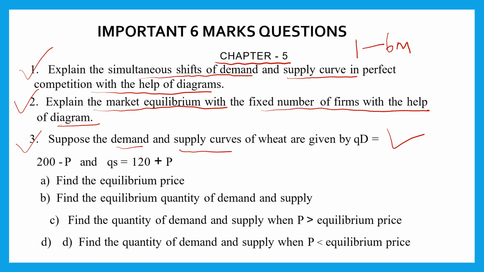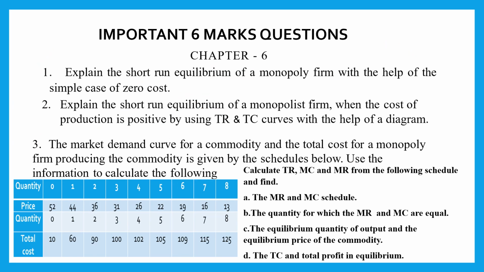Or, the demand and supply curve of wheat are given, that is QD equals 200 minus P and QS equals 120 plus P, and you need to answer the following questions. So from this chapter you can expect one 6 mark question, and from the 6th chapter also you can expect one 6 mark question, and from this chapter there are 3 important questions.